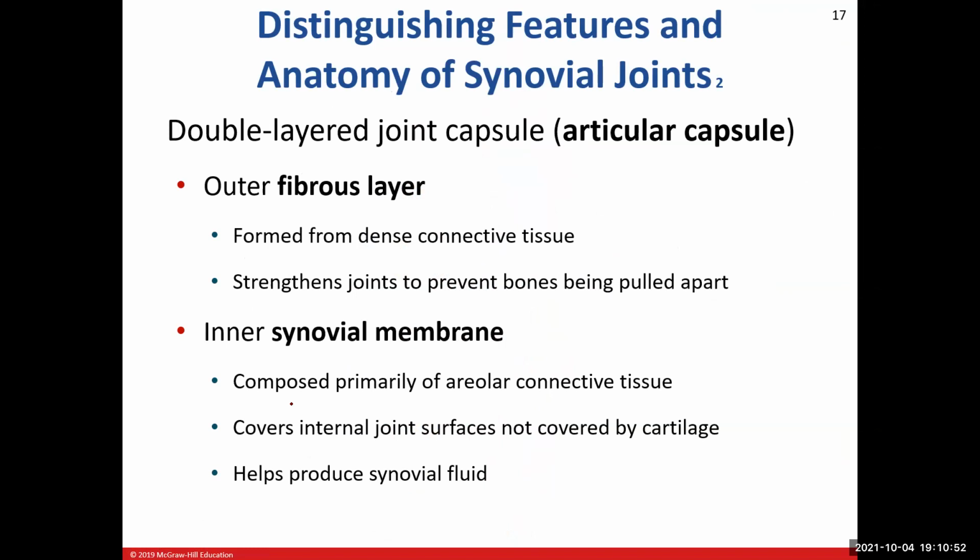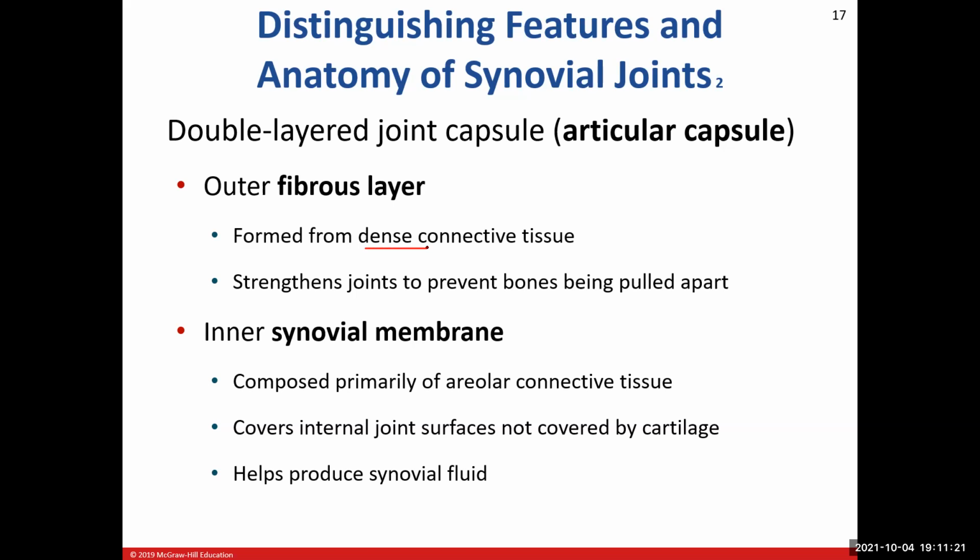Double layered joint capsule. How nice is that? It seems like a lot of things pertaining to bone happen to be double layered. Periosteum, for example. Perichondrium. So our outer layer is going to be fibrous. All right, we've seen this before. Makes sense. Have the outer layer be fibrous because that's going to help strengthen the joint, prevent it from being yanked apart, or having one bone slide ridiculously, excessively compared to the other.